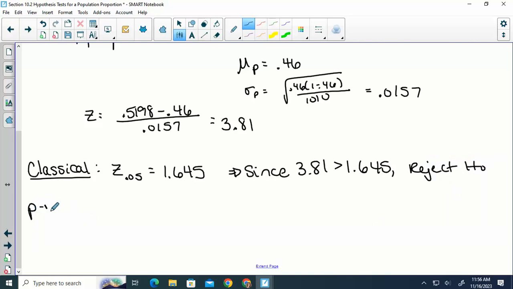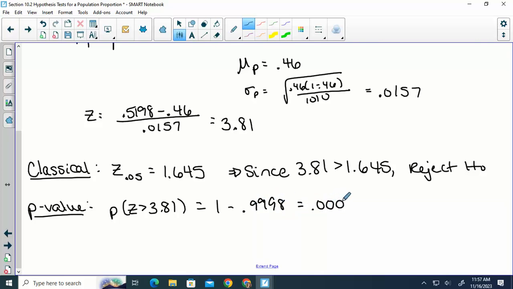The p-value approach says we have to find the probability. So we need to find the probability that our z is greater than 3.81. Greater than, we do 1 minus. The best our table can do, the absolute closest it gives us is 3.49, so we're going to use that. So it was 0.9998, and we get 0.0002.